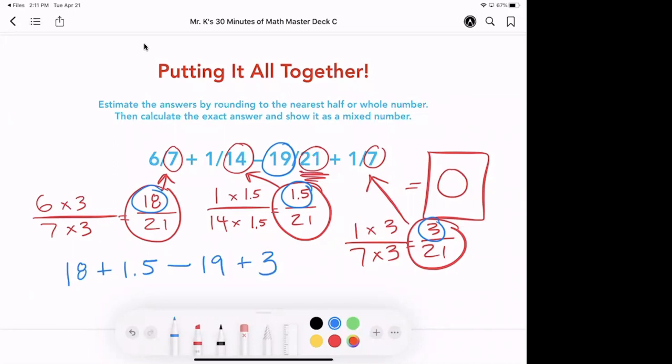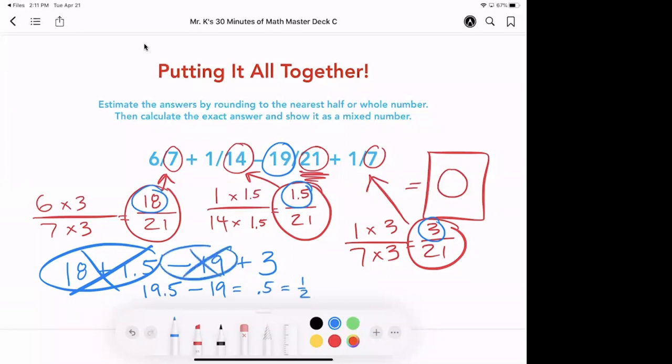All right, so 18 and 1.5 would be 19.5. That takes care of this. Minus 19. Well, if we have 19.5 and we take 19 away, we would have 0.5, which is the same as 1/2. So that takes care of that. And then we have 3 more. So our answer is 3.5. Very, very interesting that we got a very different answer.